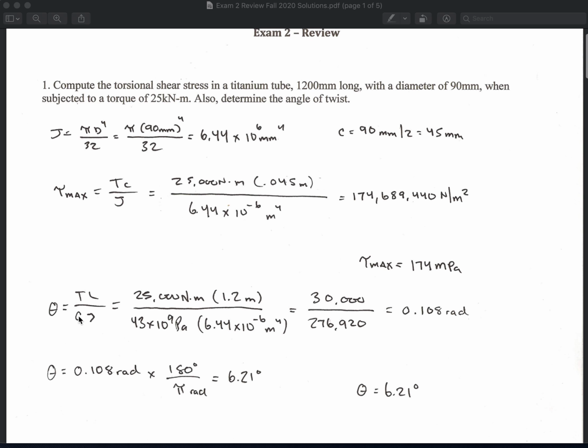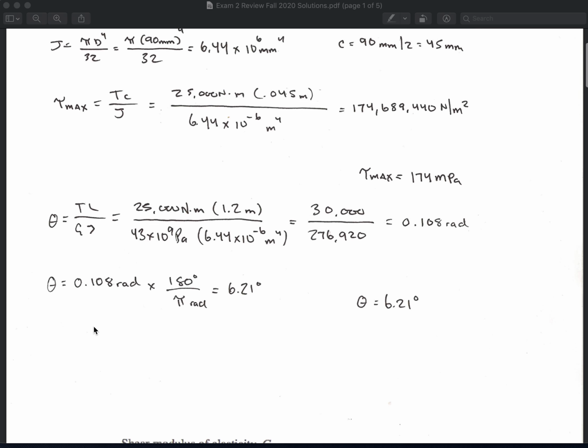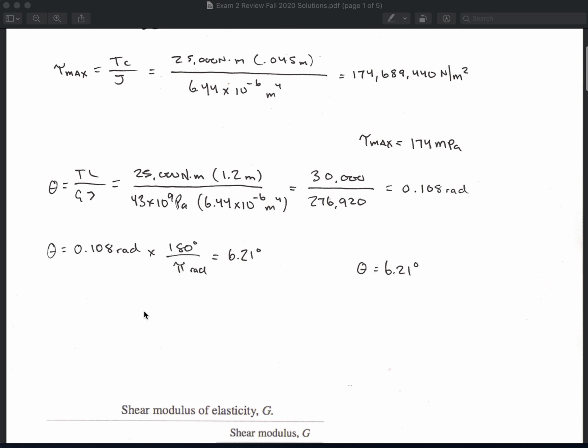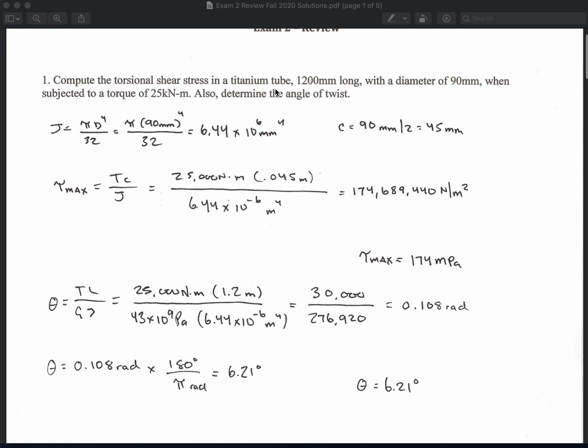The angle of twist equation is theta equal to TL over GJ, or JG, any variation of that. So T we already have is 25,000 Newton meters. The length up here is given as 1,200 millimeters, which needs to have consistent units as well, which is 1.2 meters. G needs to be obtained from a table, which is on this page. So that is the shear modulus. Okay, and I tell you what type of material it is. It is a titanium tube.